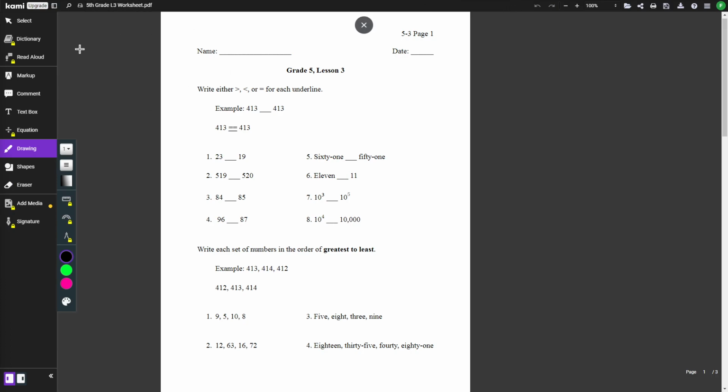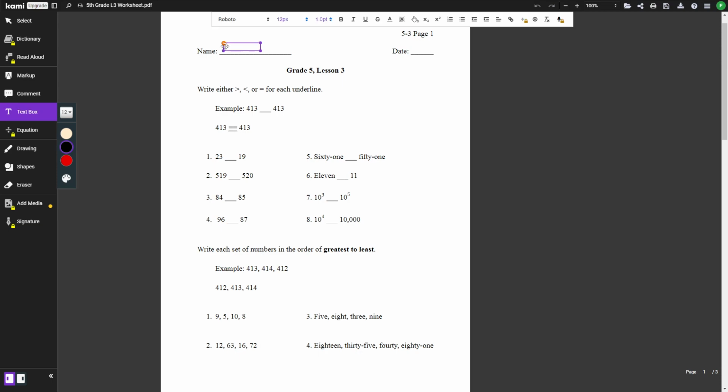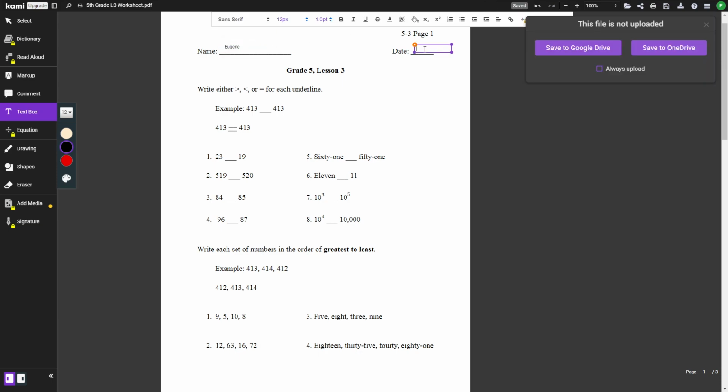Hello everybody, today we're going to be doing the grade 5 lesson 3 YLOC math worksheet. Put your name at the top, date your paper, and let's begin.